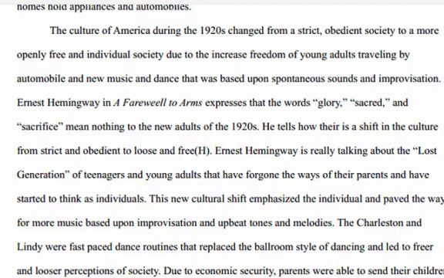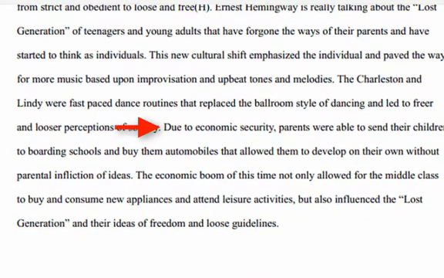So for example, if we go down near the bottom here, it says, due to economic security, parents were able to send their children to boarding schools and buy them automobiles that allowed them to develop on their own without parental infliction of ideas. Notice here what's really important. Here we get some overlapping with the previous paragraph. So here we're seeing the growth of economics lead into the challenge on social issues. I wish the student had done a little bit more of this, because this would have boosted the grade a little bit if he had demonstrated this a little bit earlier on, connections between the two paragraphs. But this is a really good example of the type of overlapping that I'm calling for.